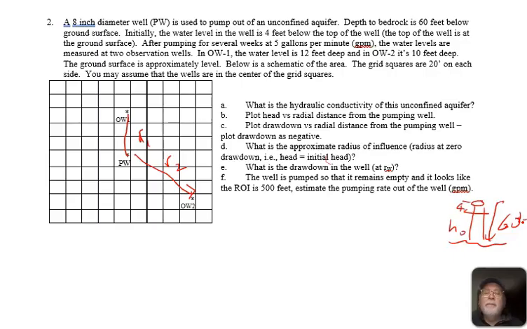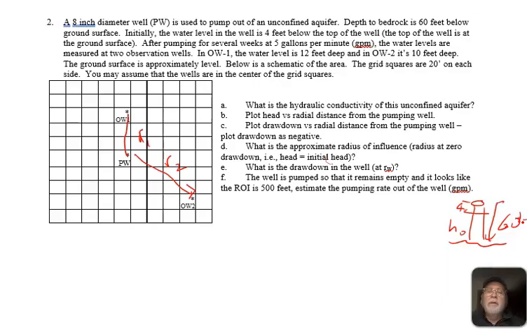It would be H0. And then we start pumping it for several weeks, so we get to the equilibrium condition. Like I keep saying a little bit, we're going to go to the transient condition. And then we measure the water levels.